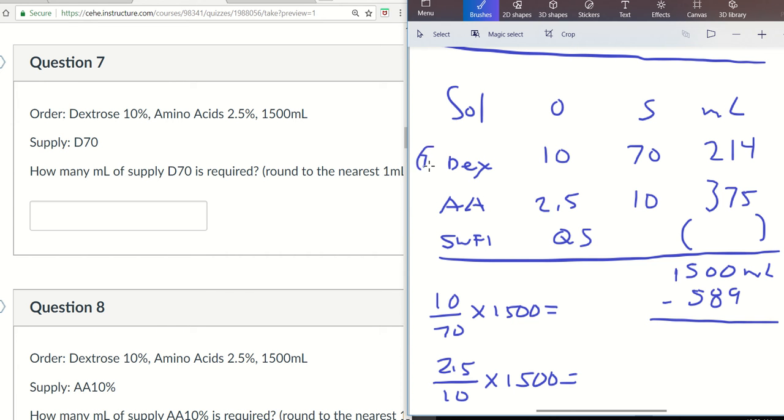This is 7, 8, and 9. 911. All right, so the answer for 7, we need 214 mLs of dextrose, 375 mLs of amino acid, and 911 mLs of sterile water for injection.